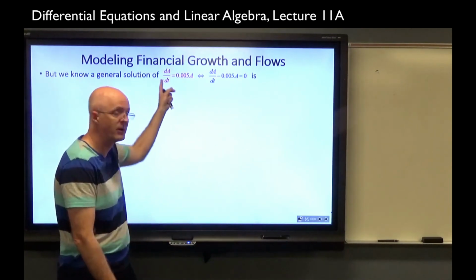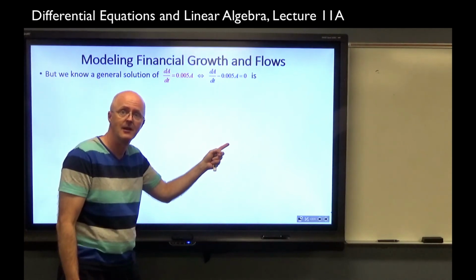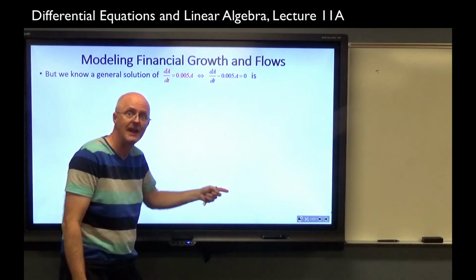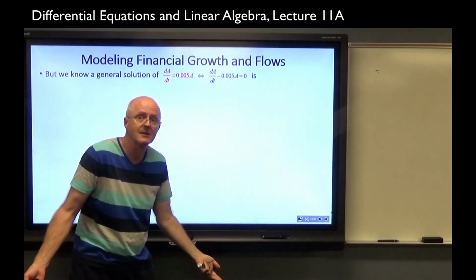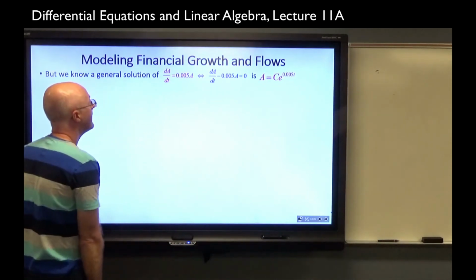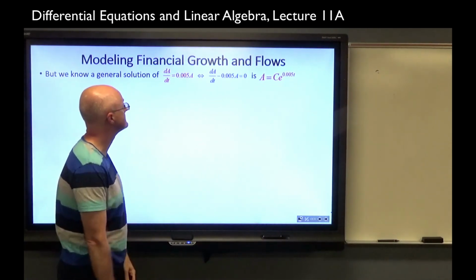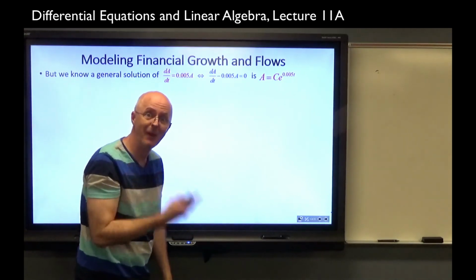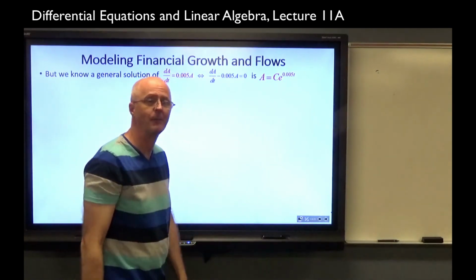I mean, yes, you can separate variables here to solve for it, but you're looking for a function whose derivative is 0.005 times itself. It's got to be an exponential function with power 0.005t. Right there, there's your general solution of this. You can find it just by knowledge that you should memorize or just be able to reason out every time.